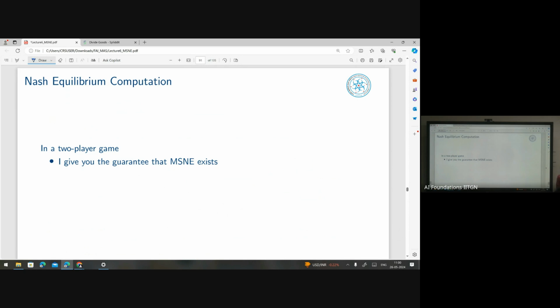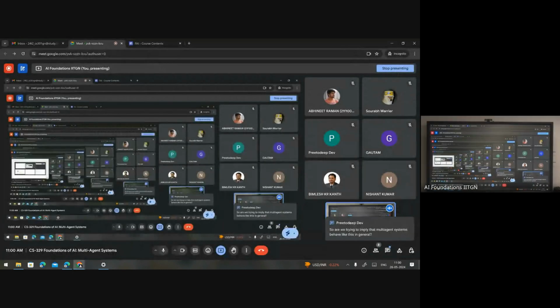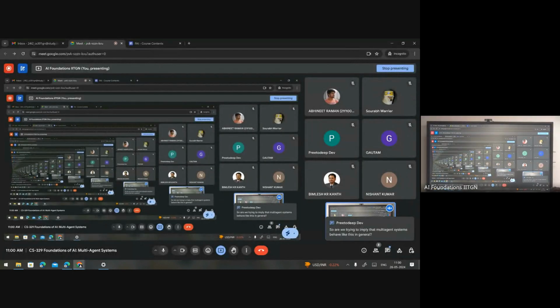Let's go to the computation part of the Nash equilibrium. I hope the example is clear. If there are any more doubts for the example, multi-agent systems behave like this. I mean, if the utilities are like that, if the agents are rational, if they are intelligent, they behave like that.